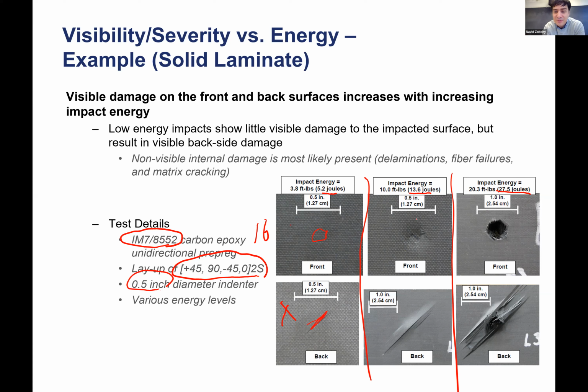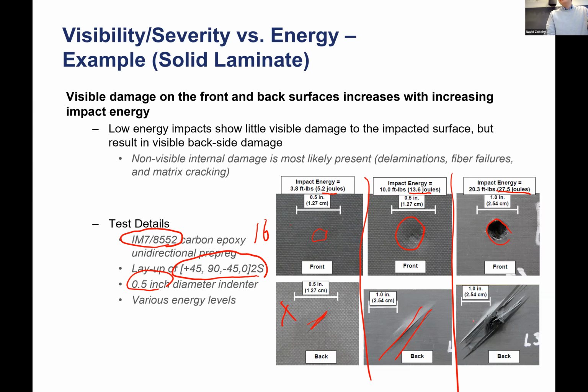Then we have visible impact damage, and you can see a clear dent, or it's a clear visible impact damage. Energy is now 2.5 times 13 joules. On the back side, there is much larger delamination and splits, and then all the way to 27 joules, which is clear penetration into the material and then cracking of the fibers.